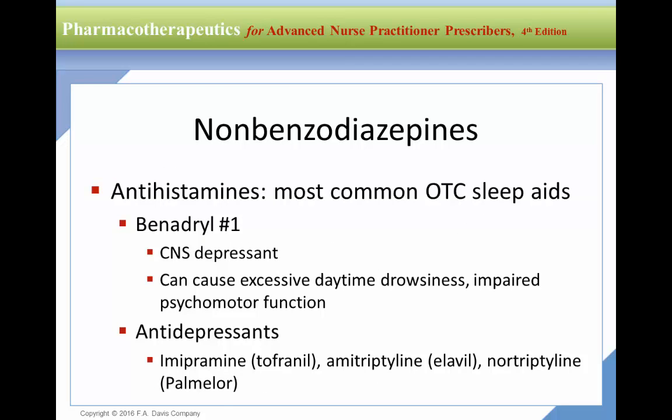You could use antihistamines to control sleep. That would be Benadryl, but remember, you have more anticholinergic effects, so you would have not only excessive daytime sleepiness, but also dryness. Antidepressants could be used as well for insomnia, but they're not the first line.